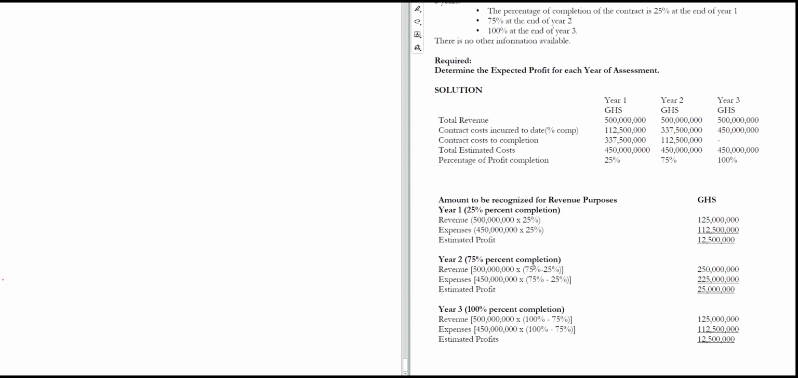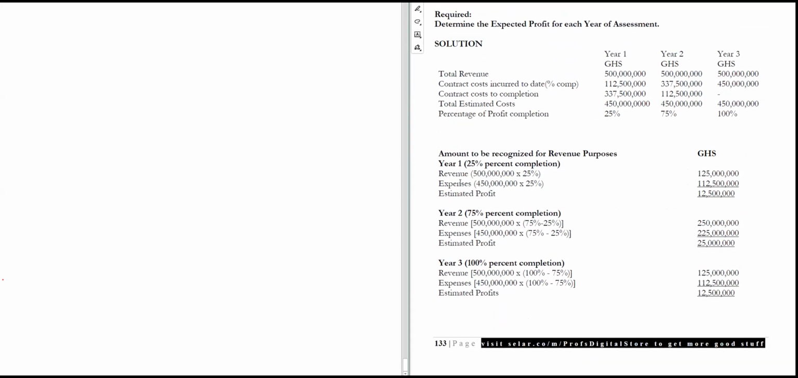So for year 1, to get your revenue, you would have just taken your contract price, which is the 500,000 at 25%, making 125 million. You would have taken your expenses, 450 million at 25%. You have this. Then you have an estimated profit of 12.5, right?